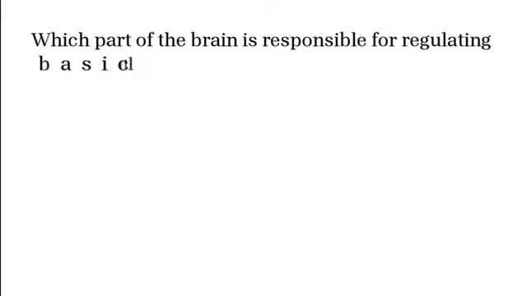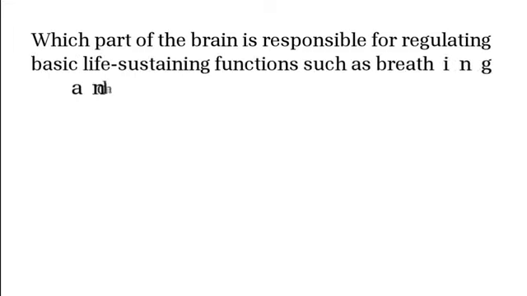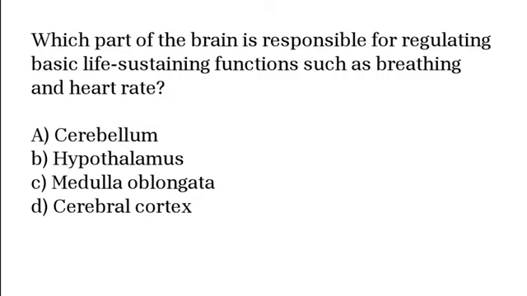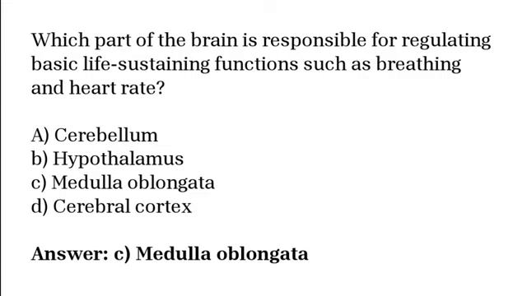Which part of the brain is responsible for regulating basic life-sustaining functions such as breathing and heart rate? Cerebellum, hypothalamus, medulla oblongata, cerebral cortex. So the correct answer is option C. Medulla oblongata is the part of the brain which is responsible for regulating basic life-sustaining functions such as breathing and heart rate.